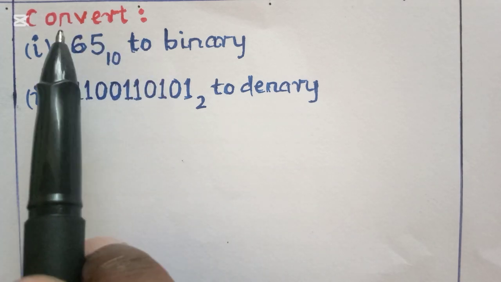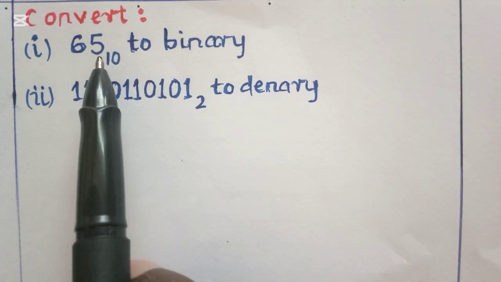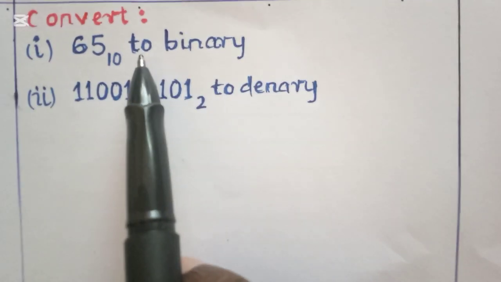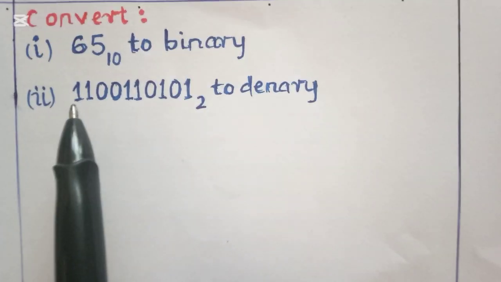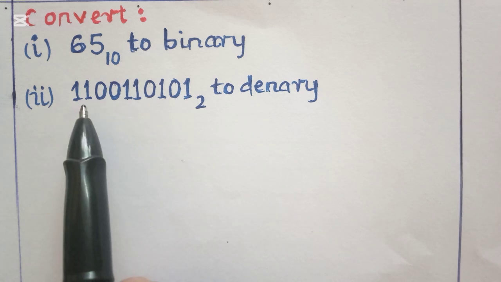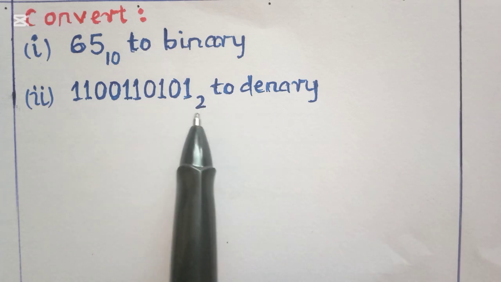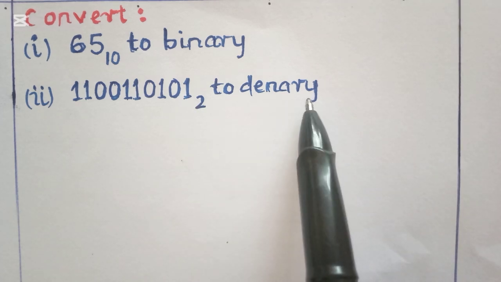I can read the question, and the question is: convert Roman 165 to base 10 to binary, and then 110101 to base 2 to denary.